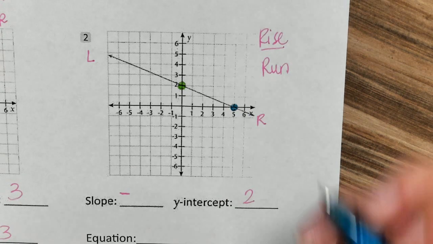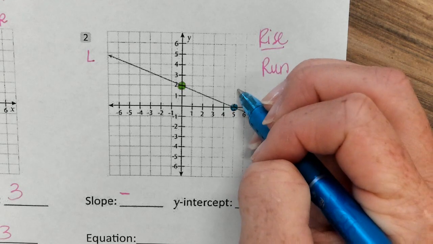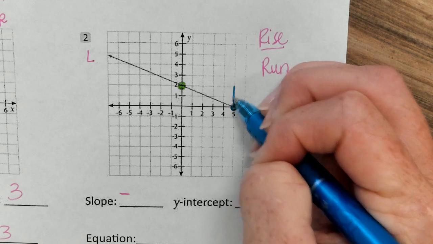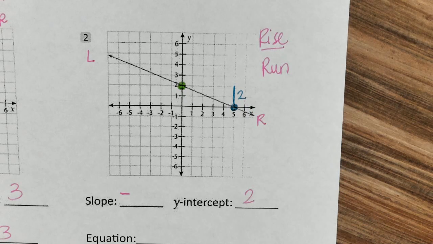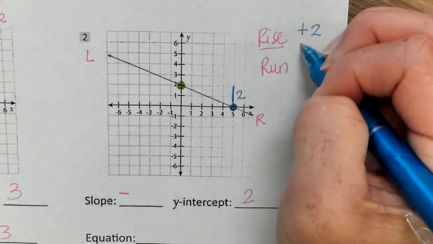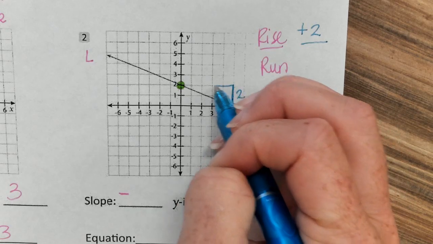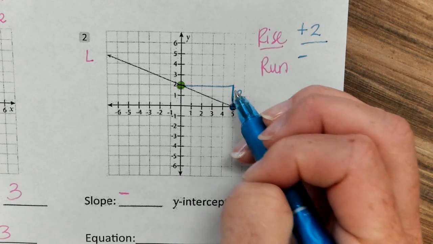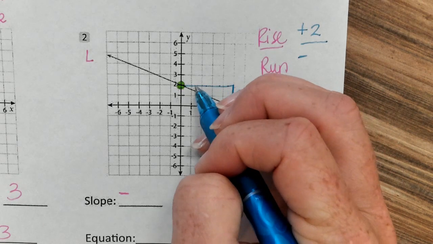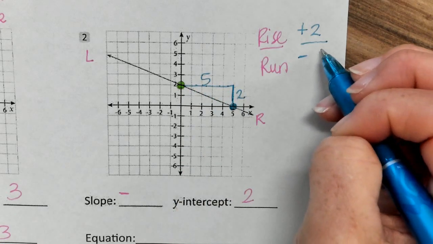My rise, and I know the copy machine kind of cut this off, but you can see it, is up how many? 2. Is up positive or negative? So my rise is positive 2. But which way is my run going? Left. And left is what? Negative. So my run is left 1, 2, 3, 4, 5.